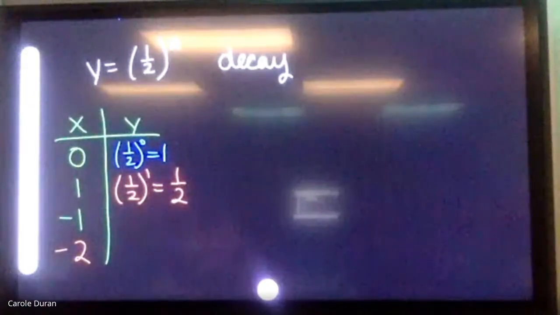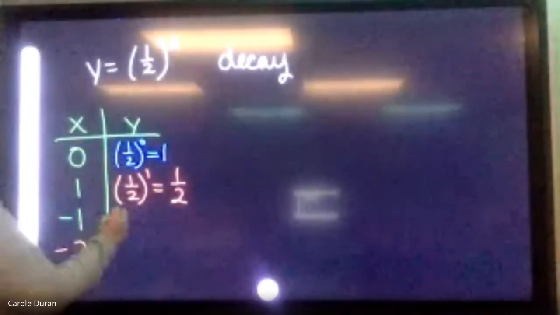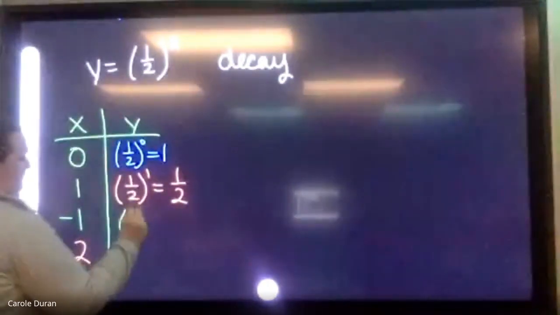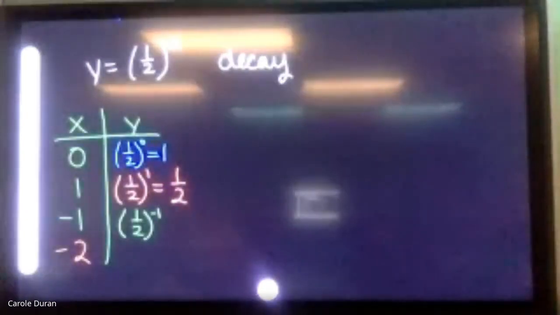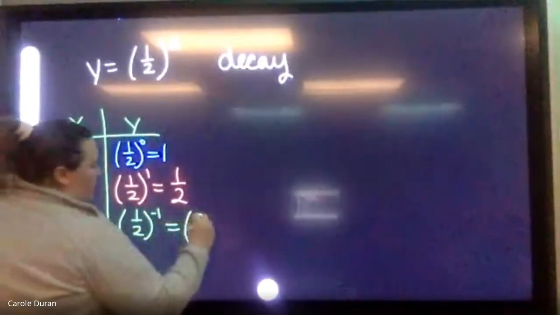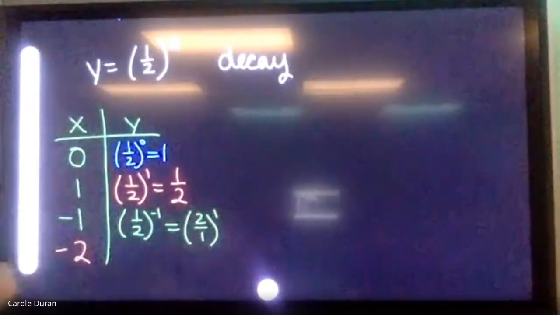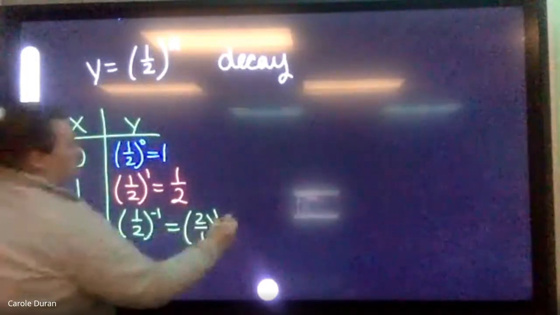What happens when I plug negative 1 in? Okay, so I have 1/2, so that entire fraction raised to the negative 1 power. What happens when I have a fraction raised to a negative? What happens to that fraction? It flips completely over, and then we raise it to that positive exponent. So then this becomes 2 over 1 to the positive 1 power, which is just 2.